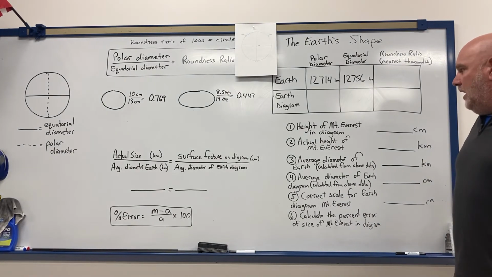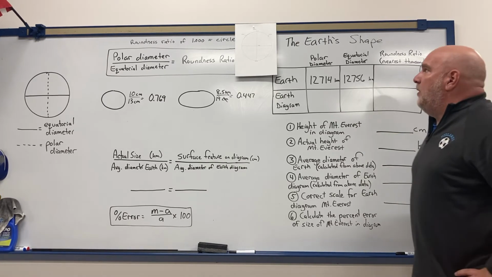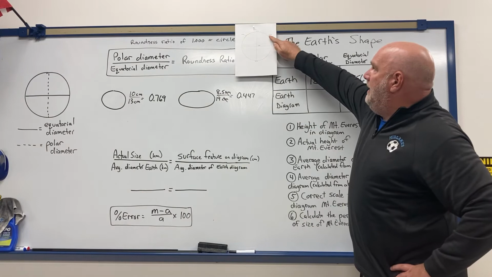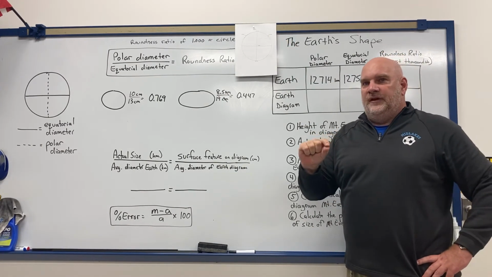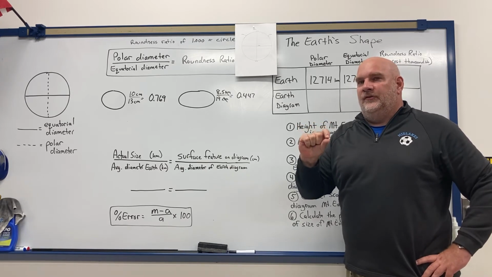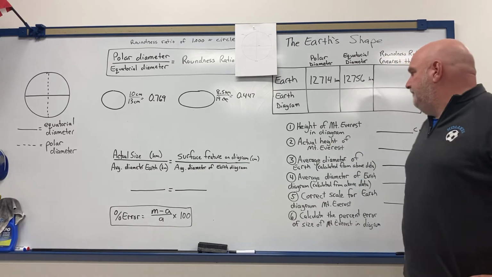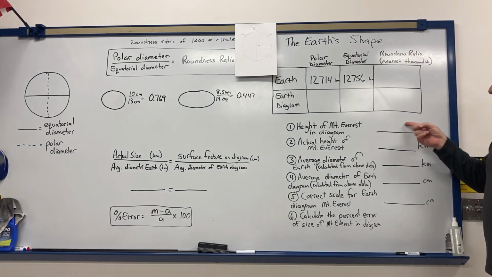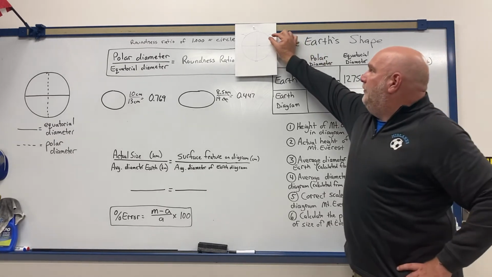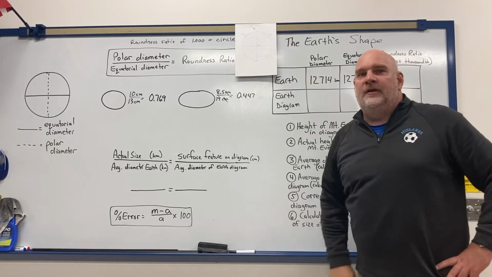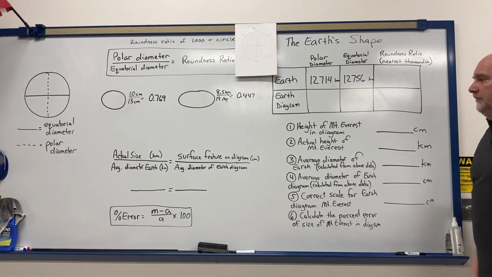Okay. So step 1, height of Mount Everest in diagram. You want to use your ruler and go to Mount Everest in the diagram right there, and measure precisely how big Mount Everest is. It should be like 0 point something centimeters. That's the number you're going to write right there. So you want to measure how tall Mount Everest right there is in centimeters. It should work out to be 0 point something or other.